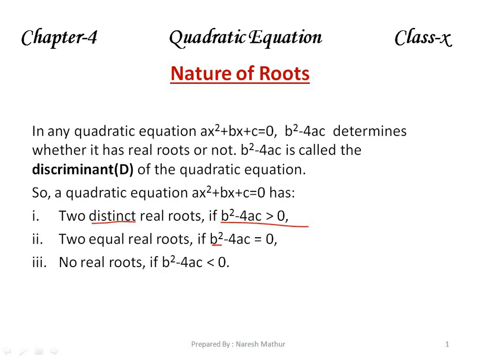If the discriminant equals 0, if the value of b square minus 4ac equals 0, then the equation has two real and equal roots. Equal roots means both will be the same, root 2 and root 2, root 3 by 2 and root 3 by 2, 2 by 3, 2 by 3, like this. If the discriminant is less than 0, it means the value of b square minus 4ac is negative, then we can say no real roots are possible for the given equation.